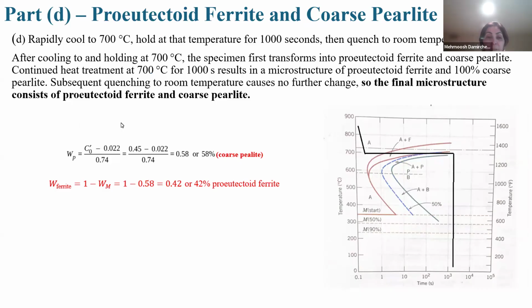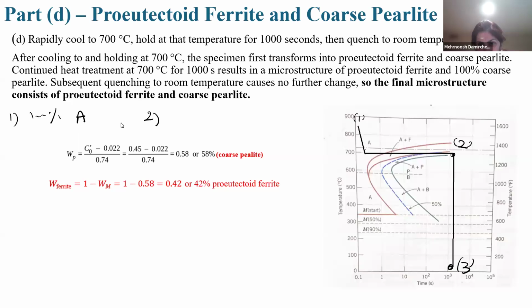Part D, rapidly cool to 700. So it is 700. Hold at this temperature 1000 seconds, that is point 2, and then quenching to room temperature. So at 1 it is 100% austenite. At 2, after 1000 seconds, we have proeutectoid ferrite plus coarse perlite, but 100% coarse perlite.